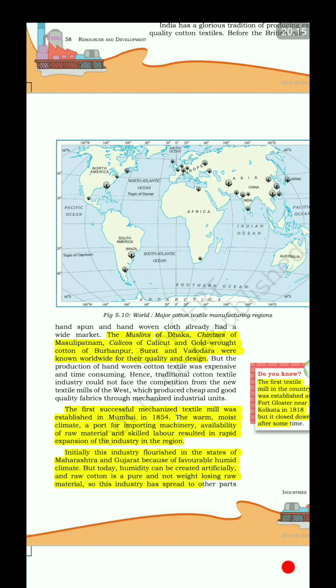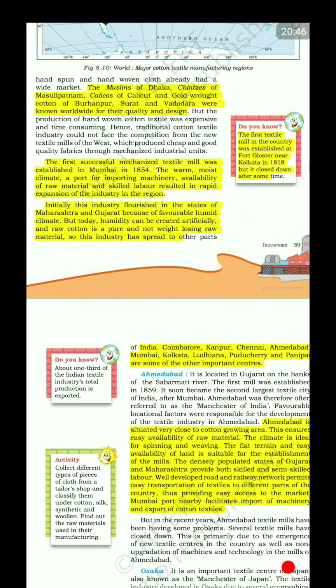We saw how earlier Mumbai was an important center because of the warm and moist climate owing to its proximity to the Arabian Sea. Then we saw that since cotton is a raw material which is not weight losing, the industries can be spread to other areas, and as far as humidity is concerned, humidity can be produced in the industrial region. Hence we saw that other areas of India have also started having the textile industry. For example, Kanpur, Ludhiana, Panipat, right.